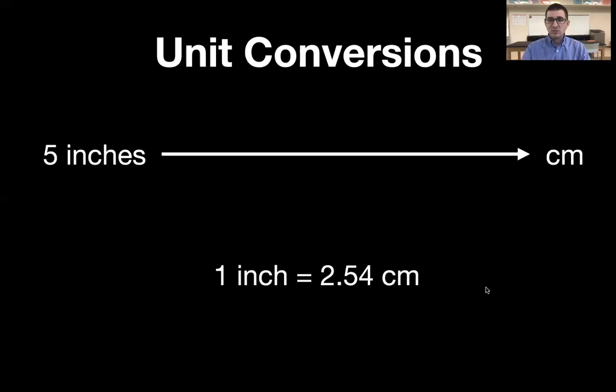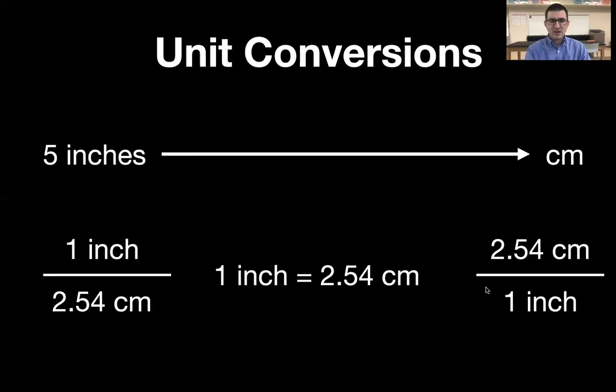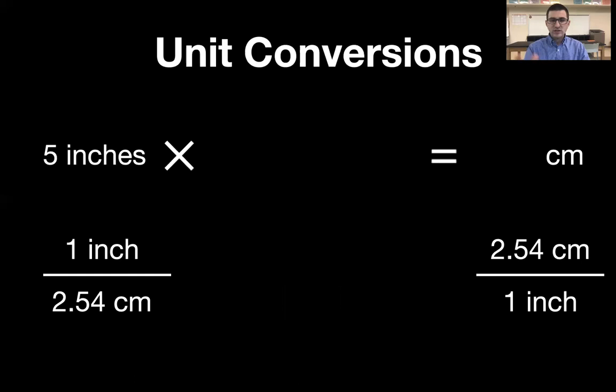Well, let's go back to that 1 inch equals 2.54 centimeters. We can set up two fractions: 1 inch divided by 2.54 centimeters, and if these two things are equal, then this is going to equal 1. Same thing over here: 2.54 centimeters divided by 1 inch equals 1 because these two things are the same. The same thing divided by itself equals 1. So we could take one of these and multiply it by 5 inches, and that would just be multiplying by 1, so we wouldn't actually be changing the 5 inches at all. But the question is, which of these two should we multiply by? In order to answer that question, that's where we get into dimensional analysis.